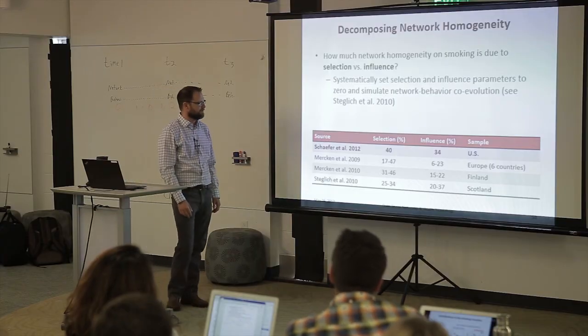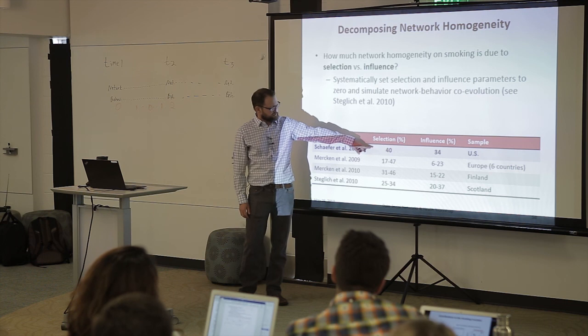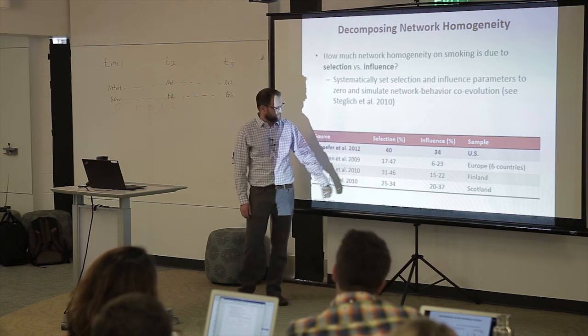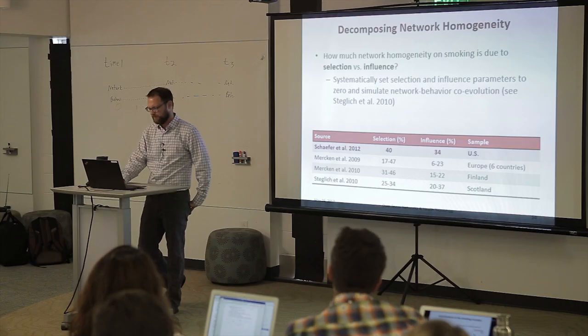Okay, and doing that for smoking in a number of data sets tends to tell us that actually selection seems to account for as much, if not more, of the homophily we see on smoking than influence. Okay, this is the model I showed earlier. These other studies are different studies of smoking in Europe, but pretty consistent evidence that there's both. So is smoking selection versus influence? Usually that's not a very interesting question. Usually it's both, and the interesting question is how much of each, and getting closer to the different processes that are responsible for each.